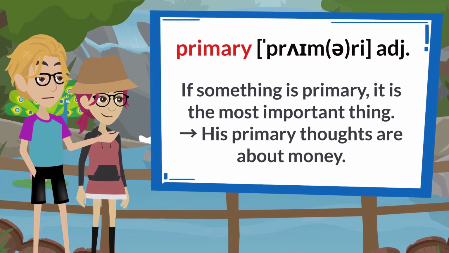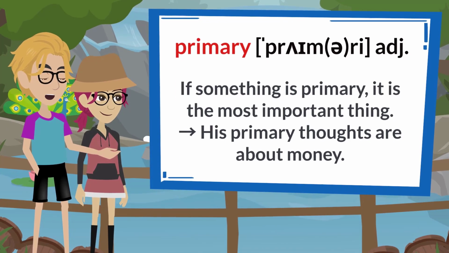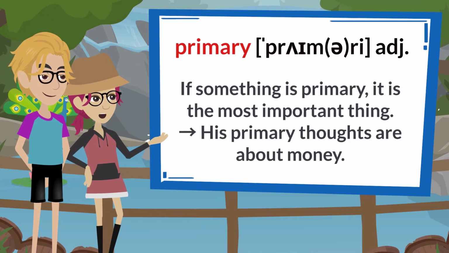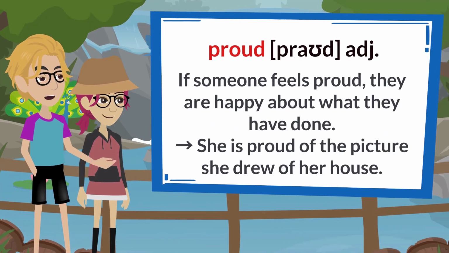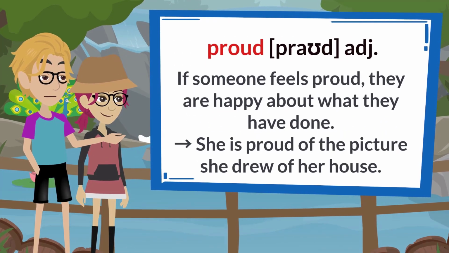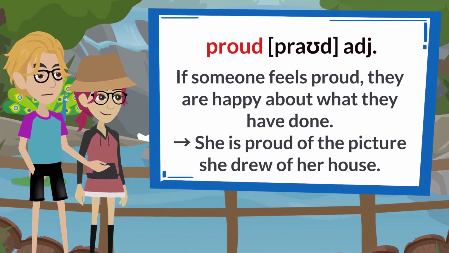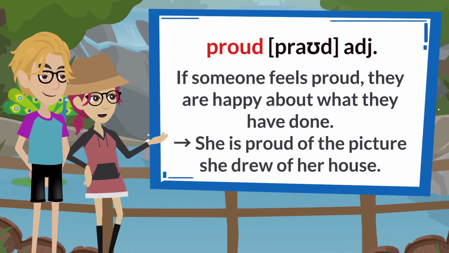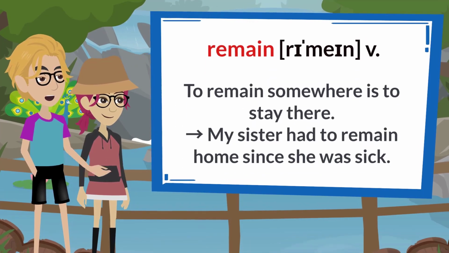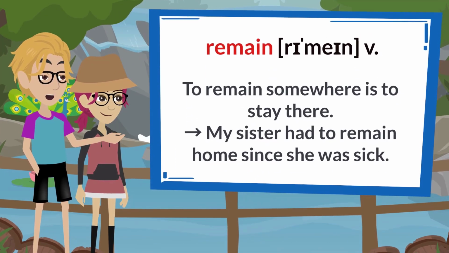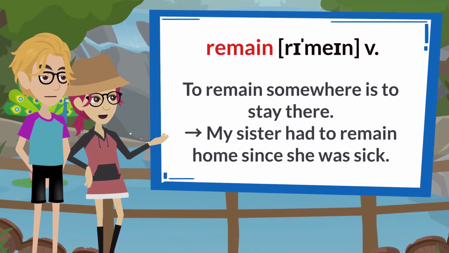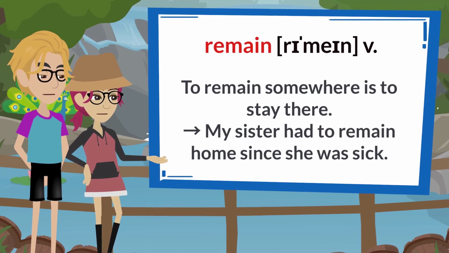Primary. If something is primary, it is the most important thing. His primary thoughts are about money. Proud. If someone feels proud, they are happy about what they have done. She is proud of the picture she drew of her house. Remain. To remain somewhere is to stay there. My sister had to remain home since she was sick.